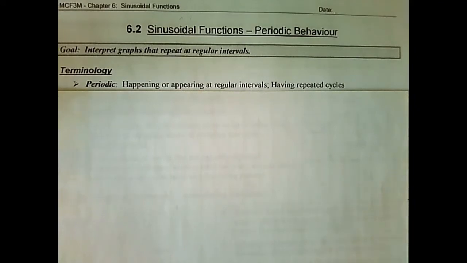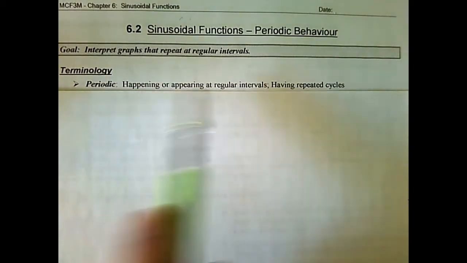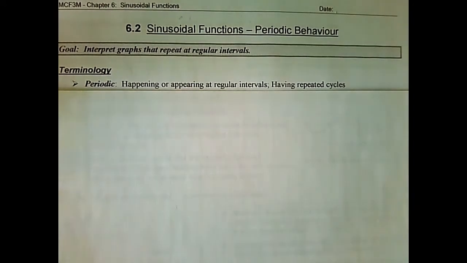It's a very short section, kind of an investigation, where the idea is this term periodic. It means happening or appearing at regular intervals, or having repeated cycles. So there are many examples of periodic behavior.